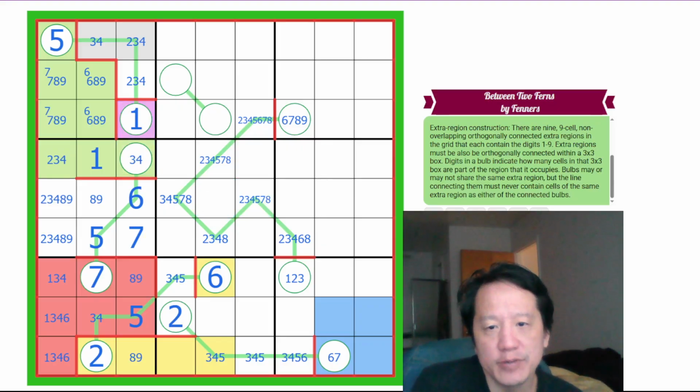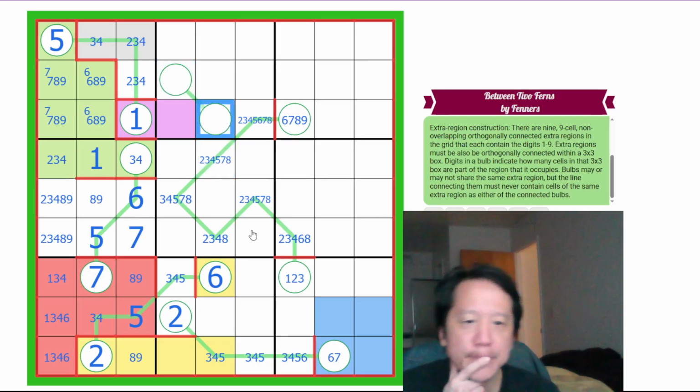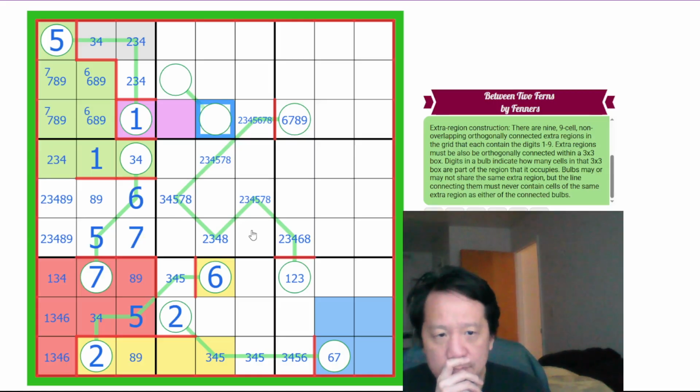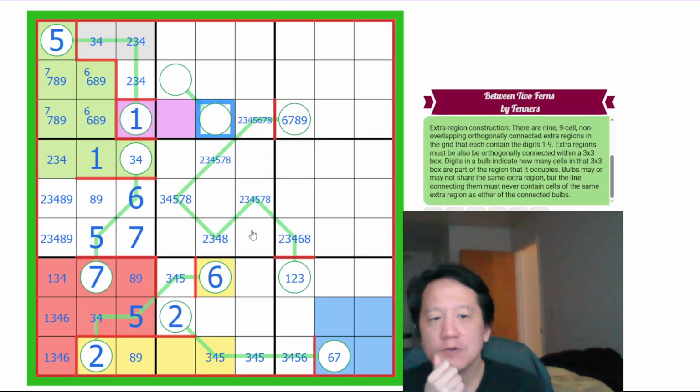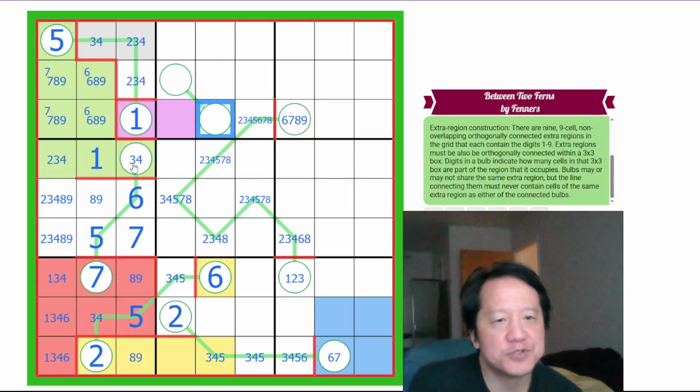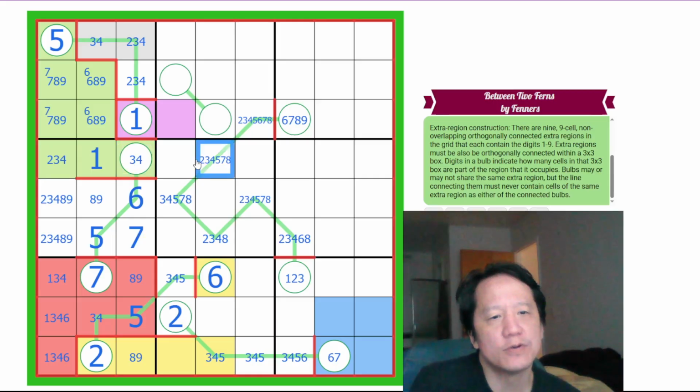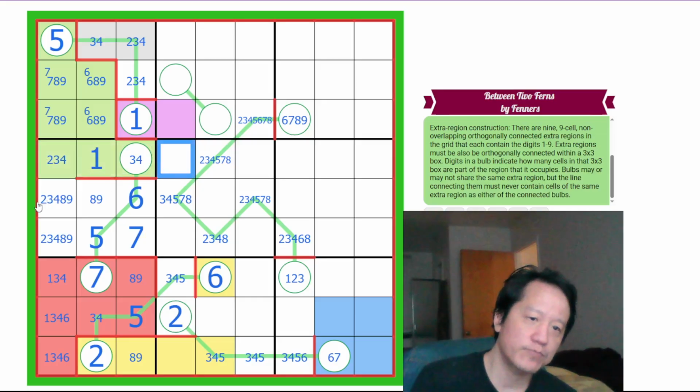So these two are not part of the same region. So this pink must go out this way. These two are parts of different regions. If this is 3, we don't know what that is. So green could go either to here or here.